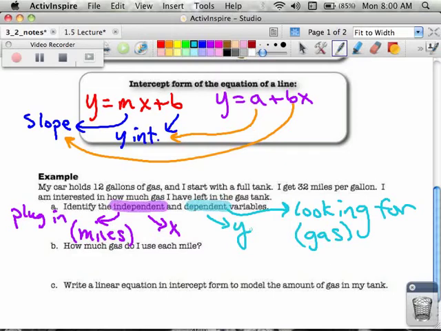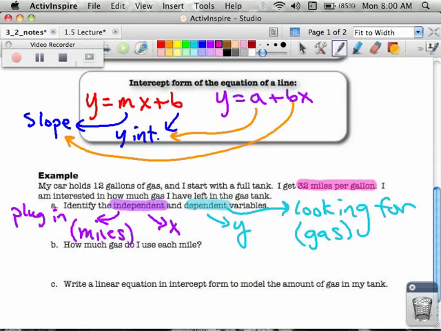Now, I don't know about you guys, but whenever I think about driving, I always think about the phrase miles per gallon. That's what I think about. So I notice up above that they talk about I get 32 miles per gallon. And if you're going to write this down as a fraction, you would write down 32 miles per gallon, and that's per 1 gallon. But they don't ask that in this particular question in part B. They ask it the other way around. So you have to be careful when you're reading these things.